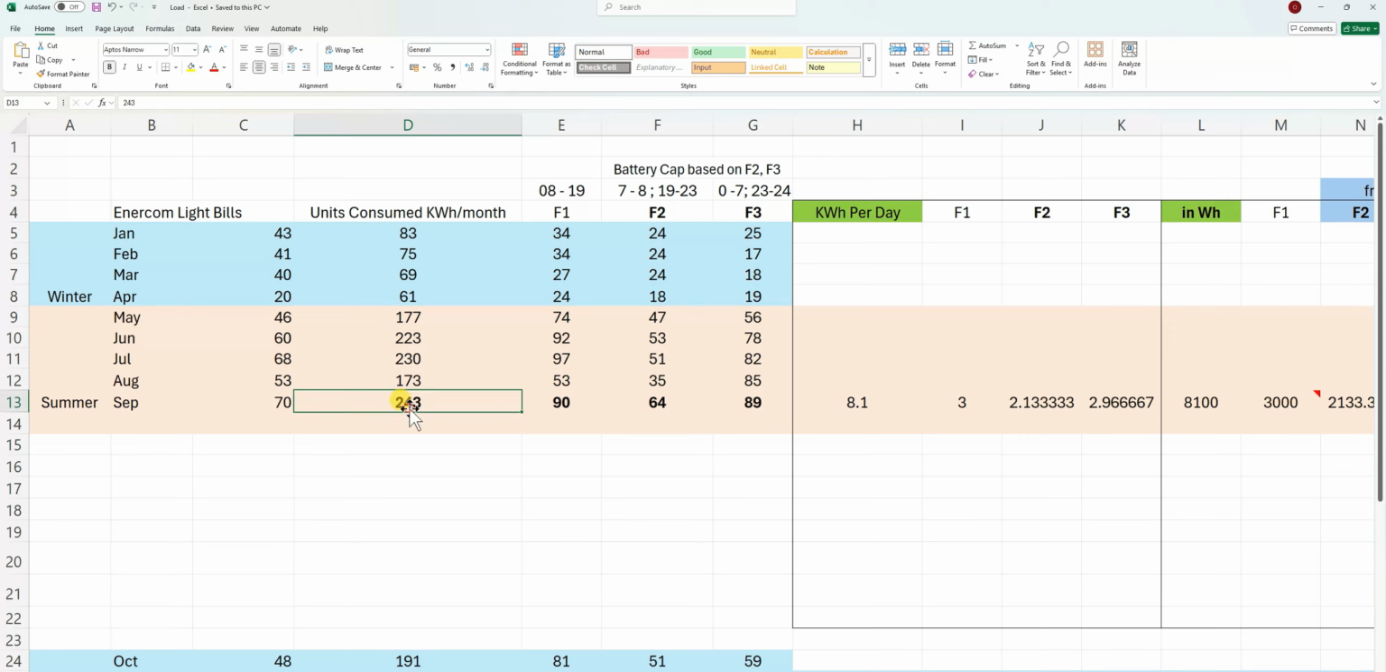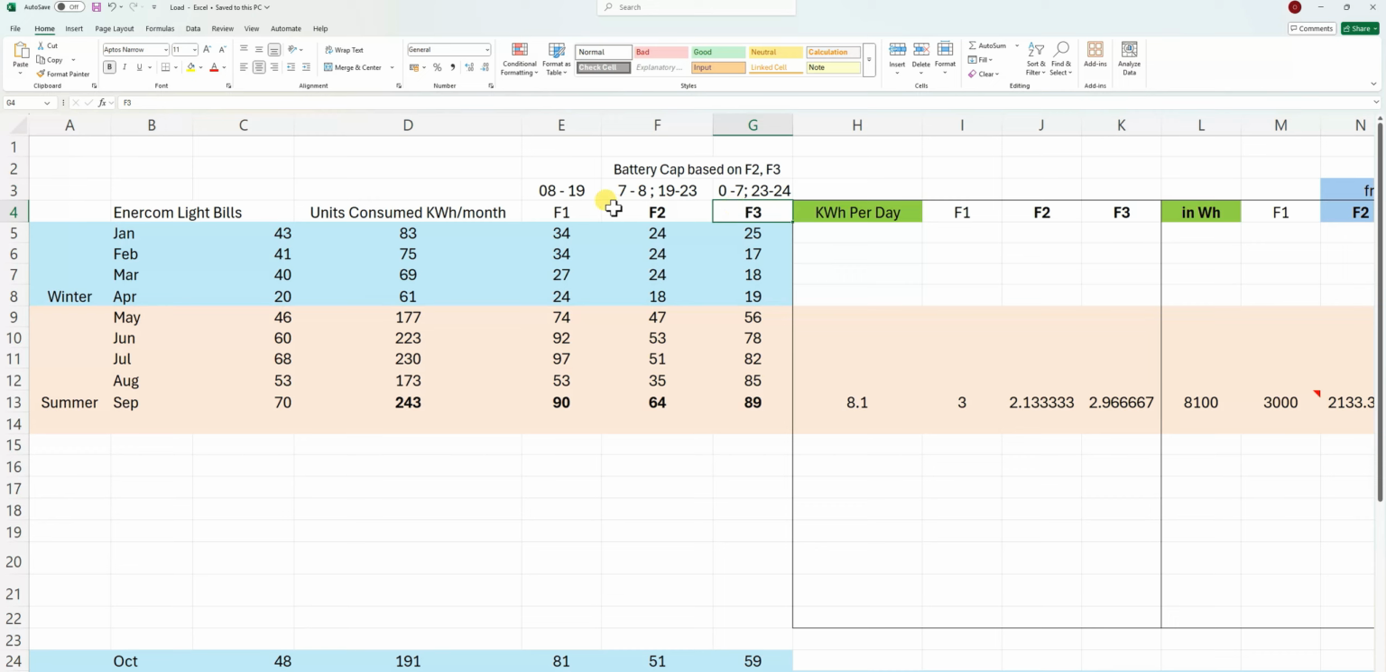And then I have highlighted the peak value of my 1 year. This is the peak units that I consumed in 1 month. And then we have to decide the timings. For example, phase 1, phase 2, and phase 3. This is not the electricity phase, this is the phase of hours.